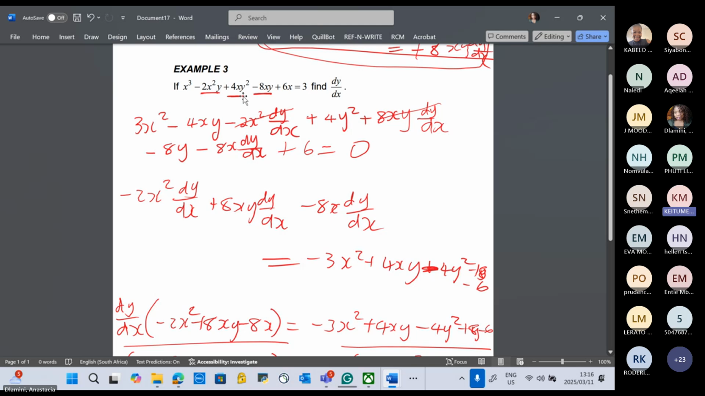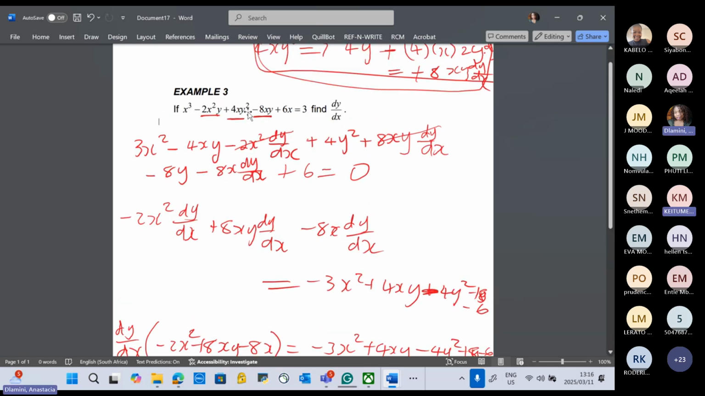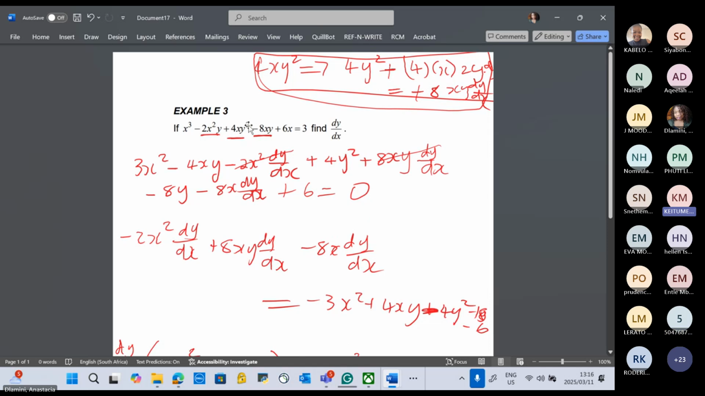Why did you say 4y squared, whereas when you say dy dx bracket, you say minus 4y squared? Where? Which line? The second line. You're talking about this 4xy squared. Yes. On the second line, what you did, it becomes plus 4y squared. You said it's plus 4y squared. But when you take it from the book, it says minus 4y squared.